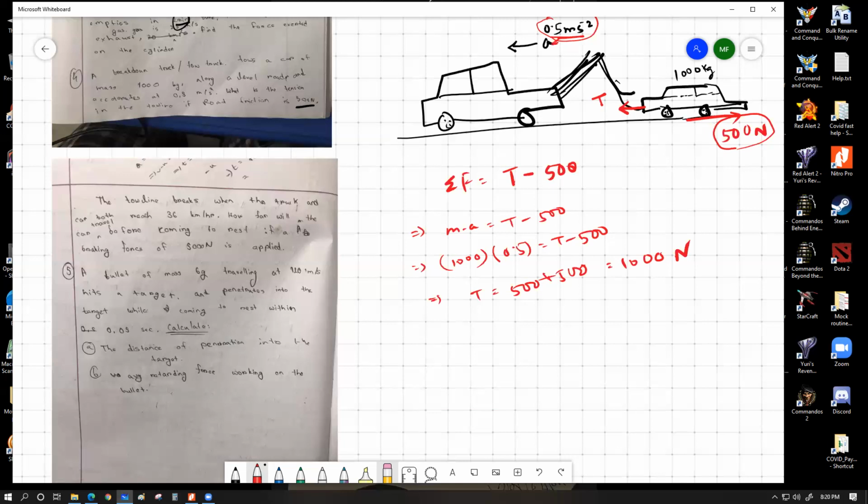In the second part, it says the tow line breaks when the truck and car both reach 36 kilometers per hour. So they are both speeding up, and whenever their speed reached 36 kilometers per hour, this tow line got broken. So it got disconnected. How far will the car travel before coming to rest if a braking force of 5,000 Newton is applied? Now, this is a new information. Try to understand. How far will the car travel if a braking force of 5,000 Newton is applied?